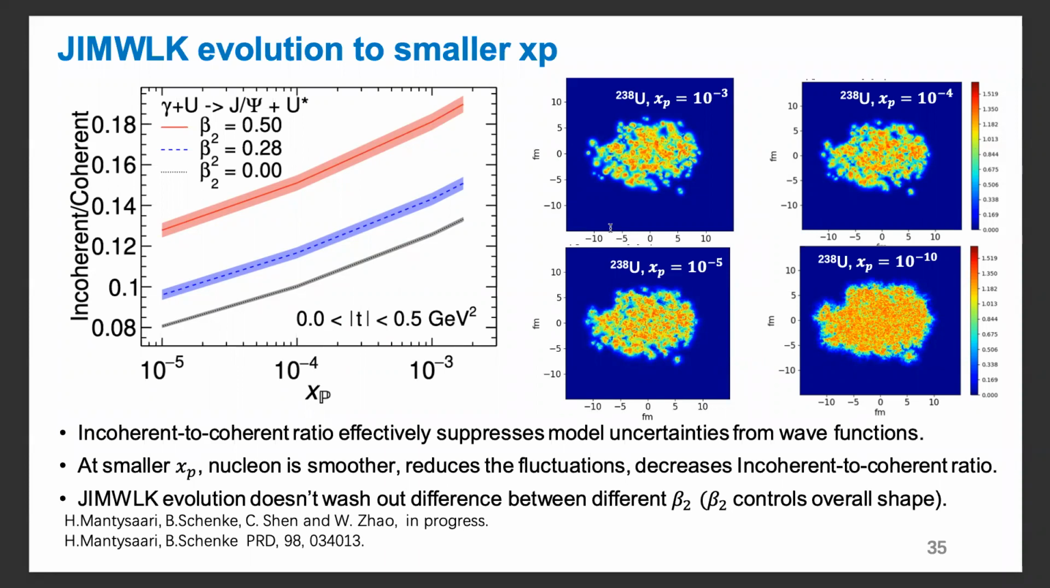Yeah, and the concept here is the integrated incoherent to coherent ratio. It cancels the overall normalization and also the uncertainties from the wave function. For example, the wave function of the vector meson is non-perturbative, and a different choice of the wave function of the vector meson mainly affects the overall shape. If you calculate this ratio, it will eliminate these uncertainties.